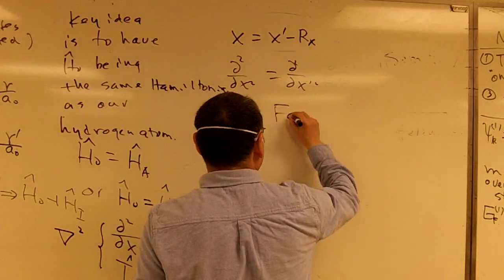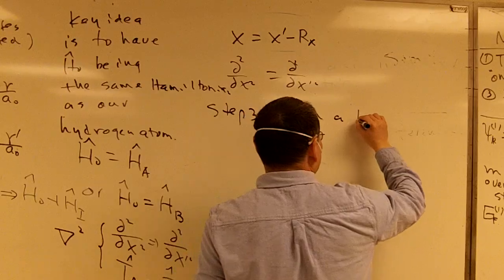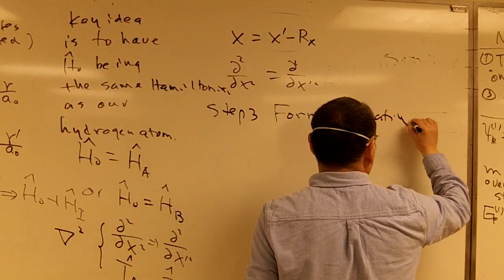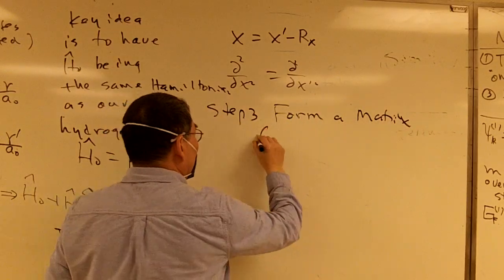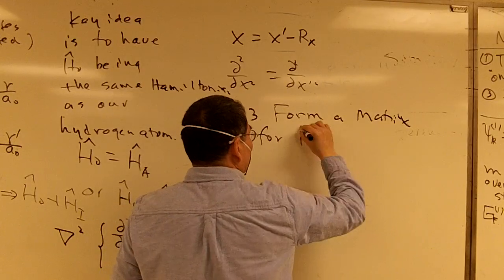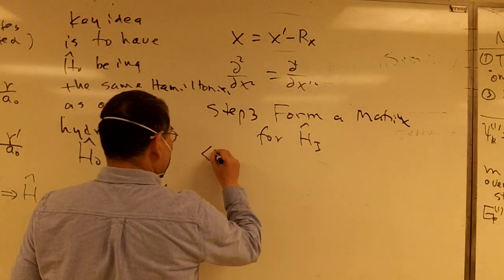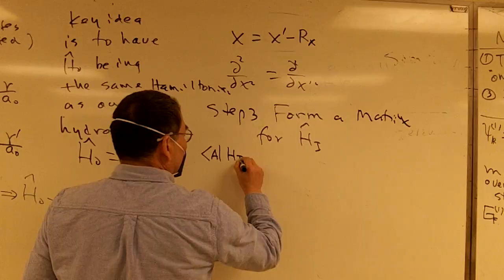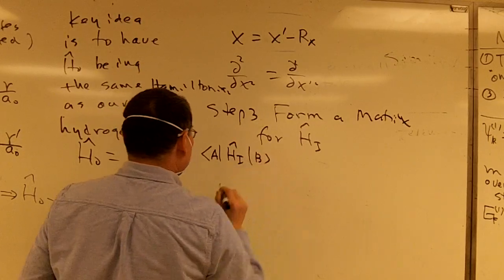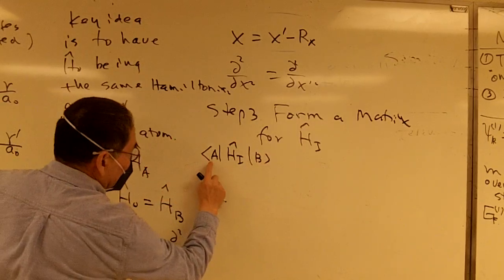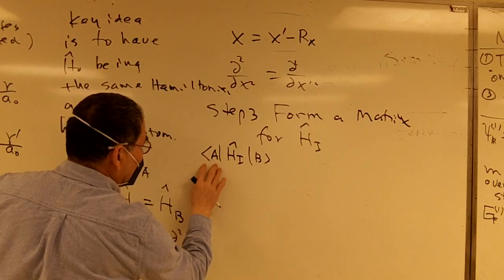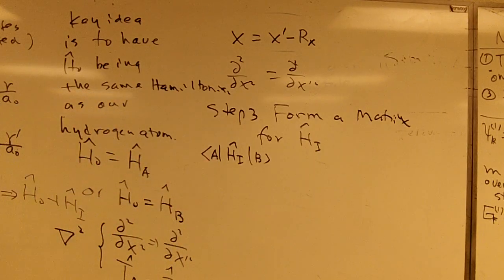So we form a matrix for H hat like this. So we just form a matrix like that. So the matrix element will be the following. I'm going to denote A H hat B like this. So the Dirac notation A is just to mean this guy here.